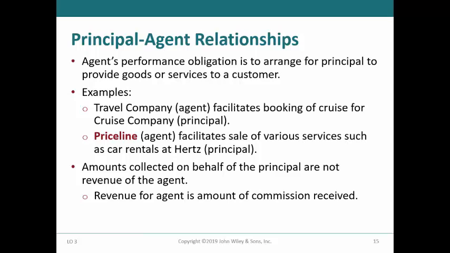For example, when an agent such as Priceline arranges for a principal such as Hertz to provide car rental services to a customer, the revenue recorded by Priceline should only be for the commission that is earned on the sale. Amounts collected by Priceline for the car rental services provided by Hertz are not revenue of Priceline.